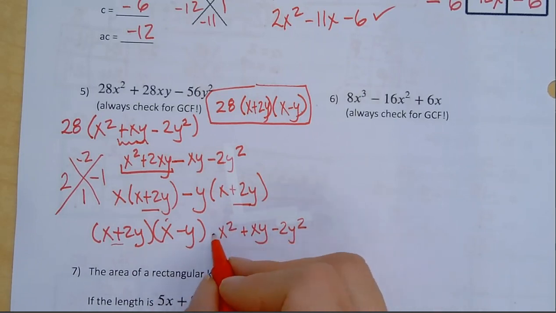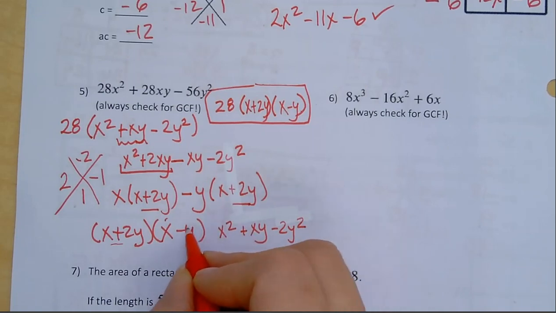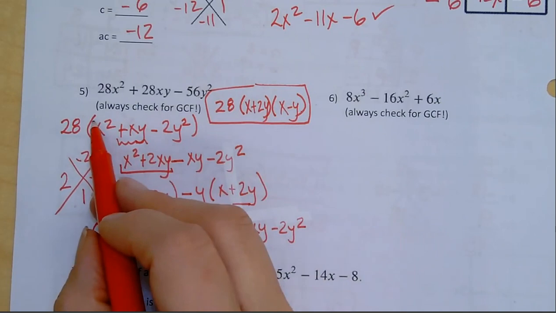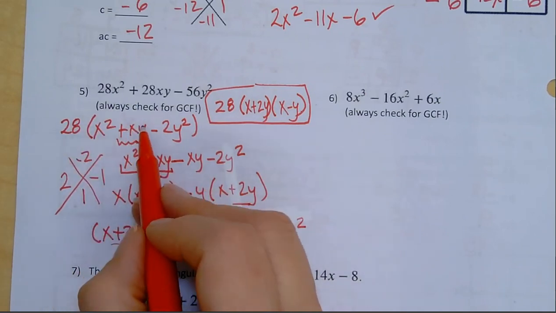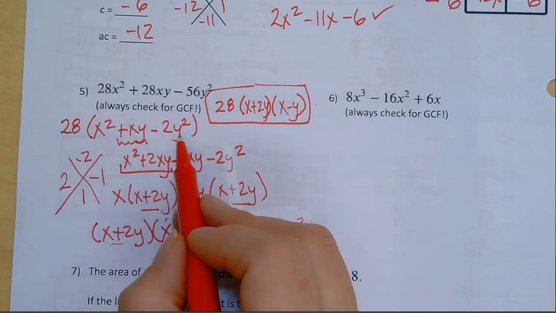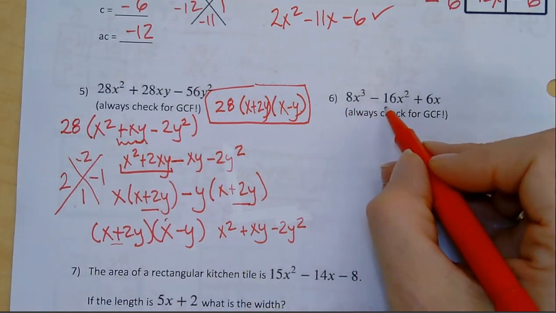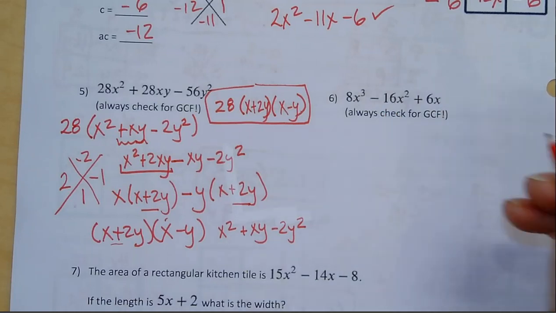So that's true, right? That matches the trinomial I expected. And if I want to really double check that I got everything right, 28x squared plus 28xy minus 56y squared, I would multiply that 28 back through. Okay, 8x cubed minus 16x squared plus 6x.